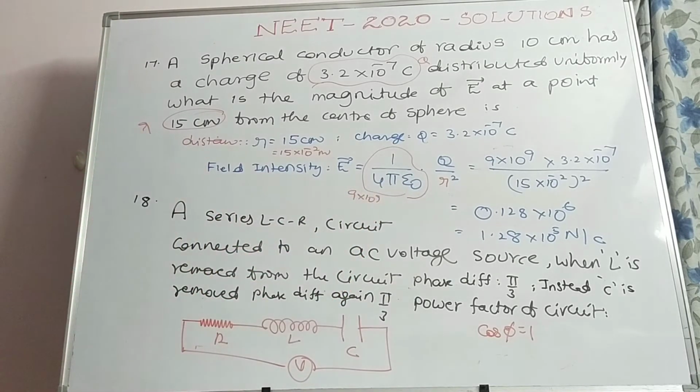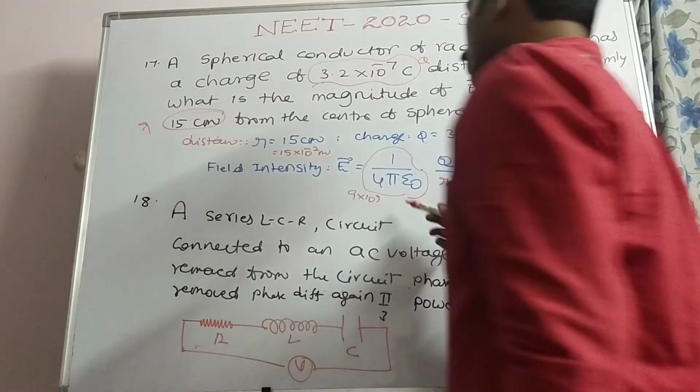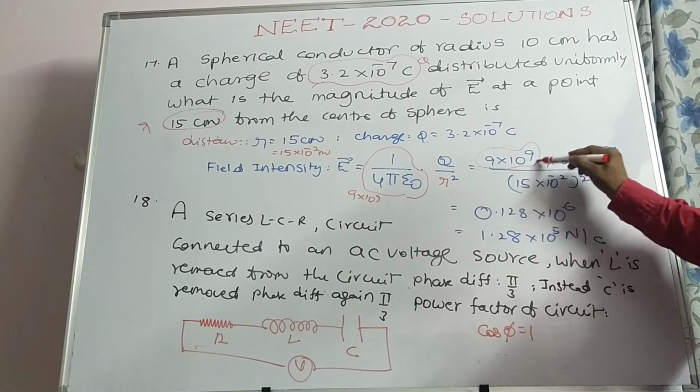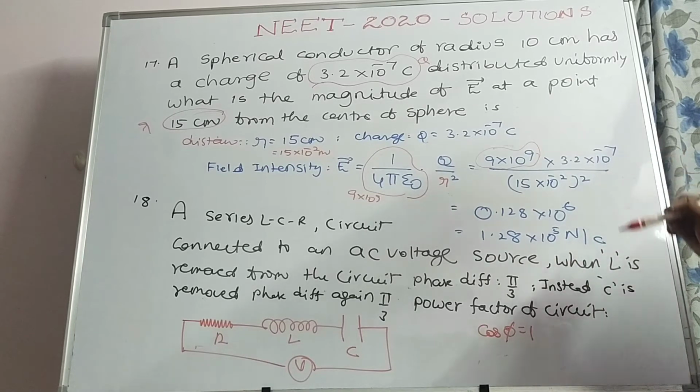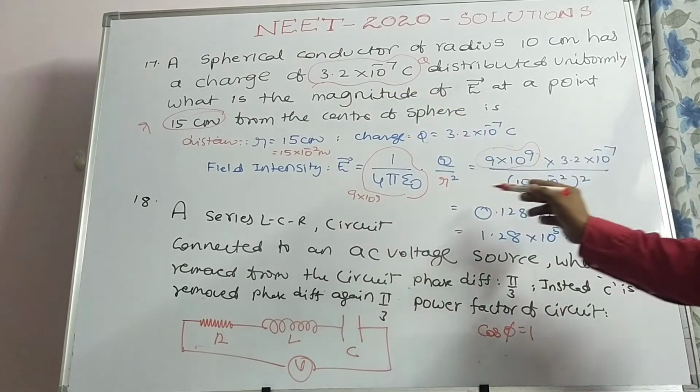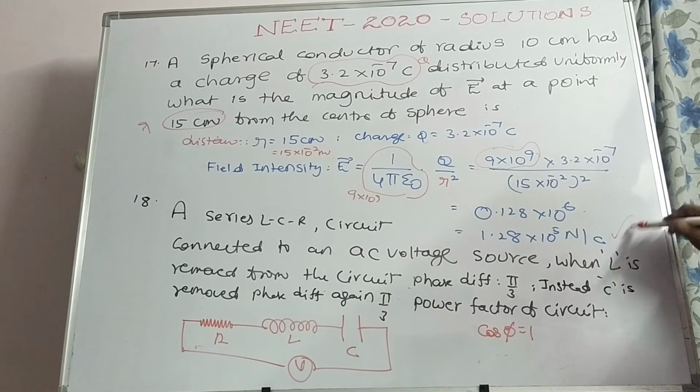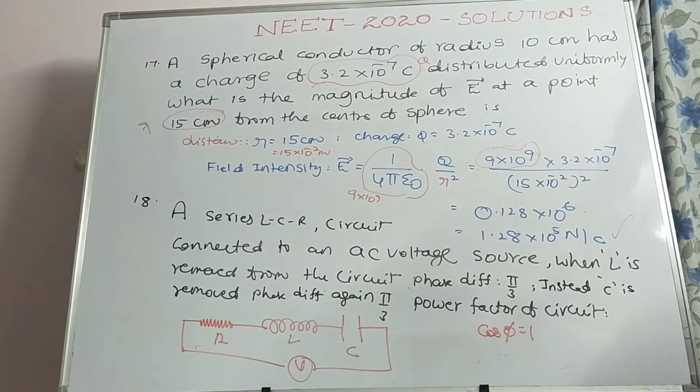Using this expression, field intensity E is equal to 1/4πε₀ × q/r². Here we have 9 × 10^9, the given charge q is equal to 3.2 × 10^-7, and the distance 15 centimeter, converted like this. After that we get 1.28 × 10^5 newton per coulomb.